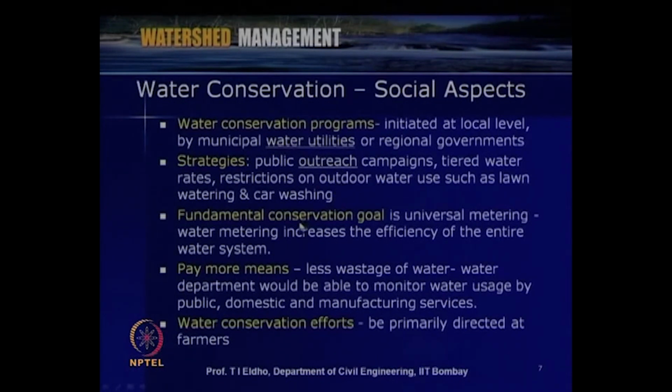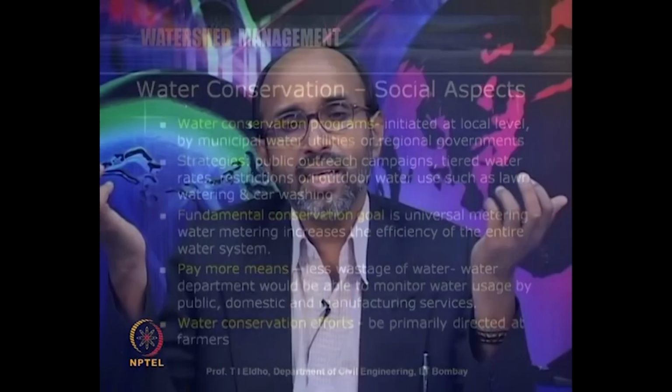Then a fundamental conservation goal in all this is universal metering. Water metering increases the efficiency of the entire water system. When we charge consumers based upon metered water, they know they are using this much water and have to pay accordingly for the units they use, so there will be a tendency for people to reduce their usage of water. That way we can further conserve water.